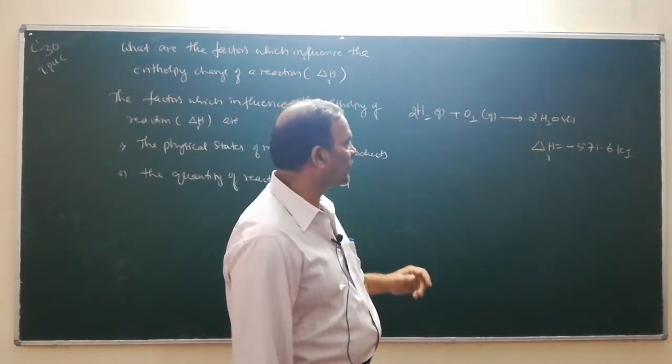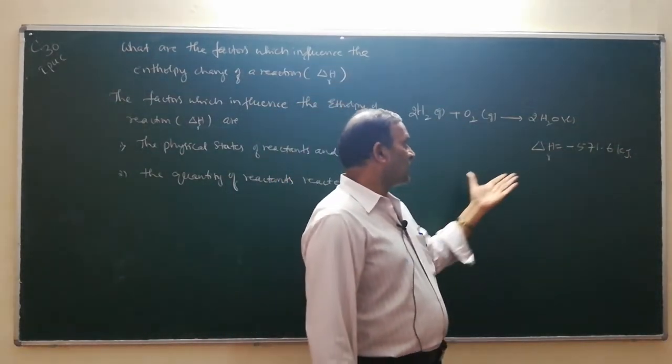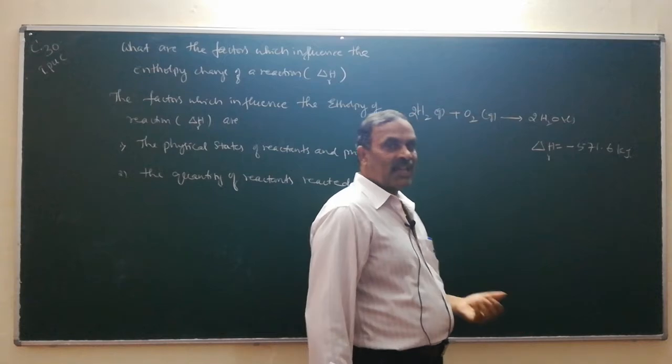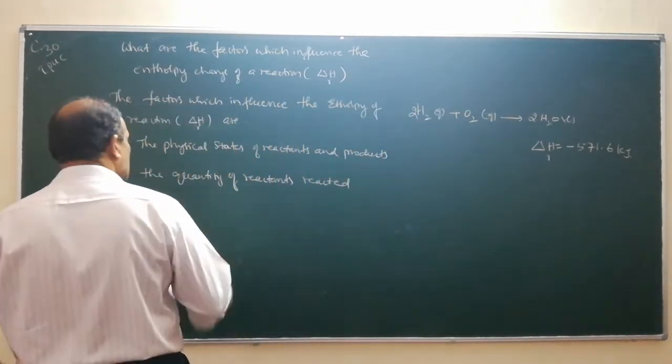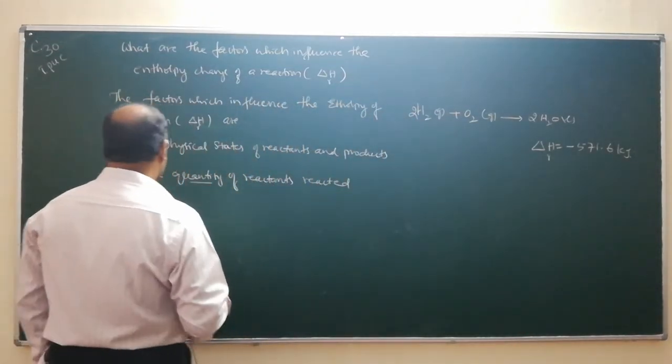If half mole of hydrogen reacts with half mole of oxygen, the amount of heat liberated is less. So it depends upon the quantity of the reactants.